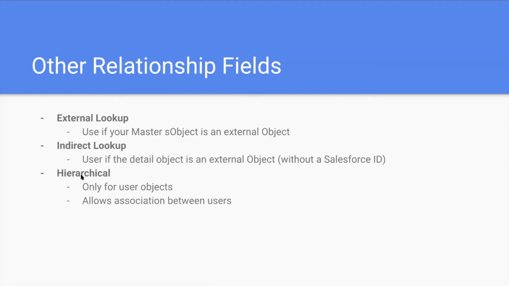We also have indirect lookups. With an indirect lookup, you'll want to use that when you have a detail object that is external to Salesforce, meaning it's without a Salesforce ID. And then finally, the hierarchical relationships. This is a special relationship type that is just limited to the user object.